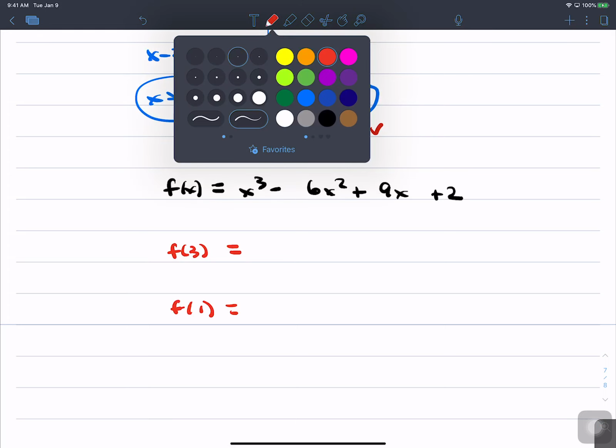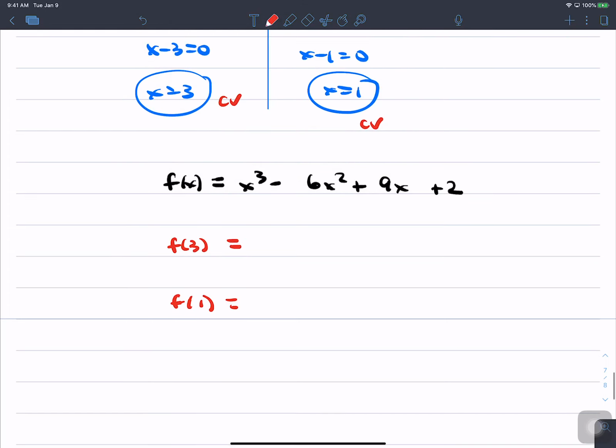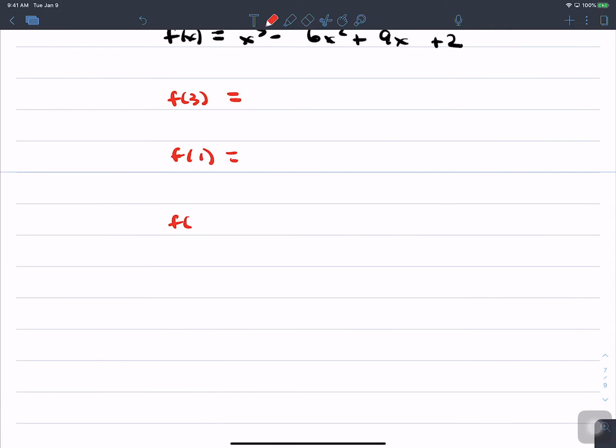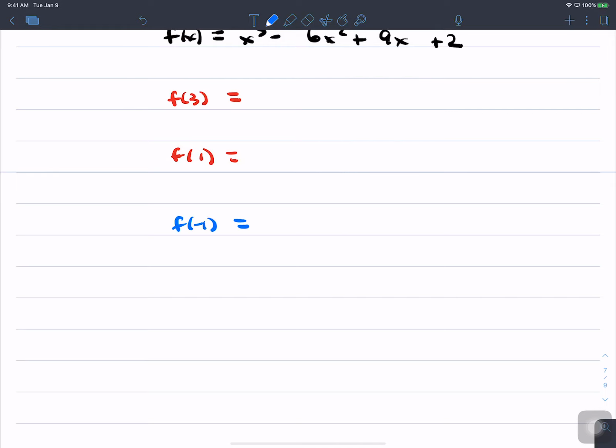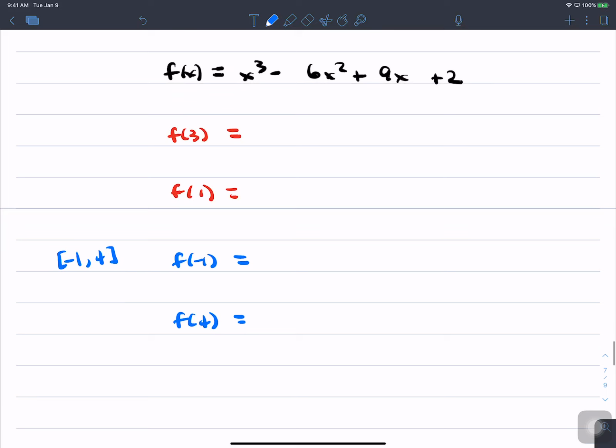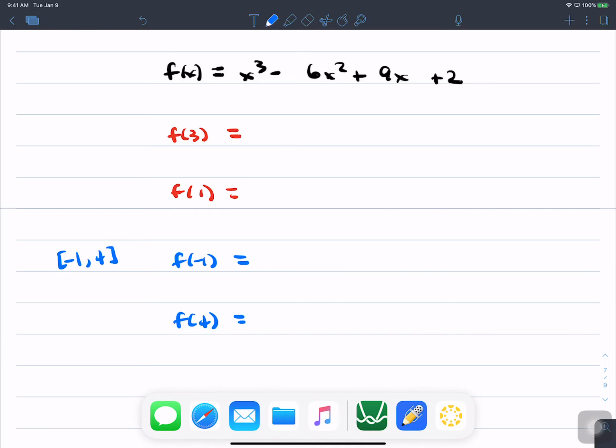And I need my endpoint values, which is f of -1. I'm going to change the color for the endpoints. I need f of -1, and I also need f of 4, because remember, my interval is -1 to 4. All right. And every one of these here is a y value. It's a coordinate value. And so we're going to actually find out what these are. I can't show you the TI here, because I'm recording a video.